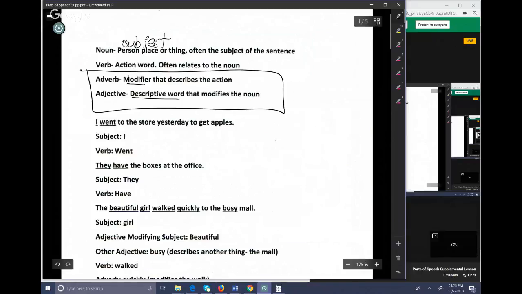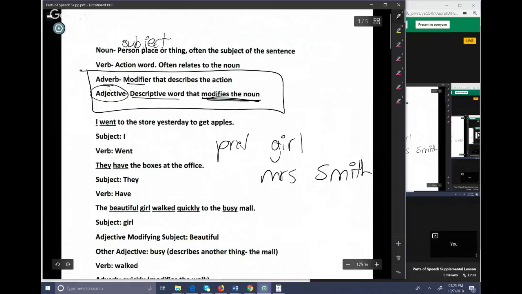So what the adjective does, this is the second one, adjective, is it modifies the noun. For example, if the subject is one of these things, so let's say that the subject is girl, you could say pretty girl, or you could say tired girl. You could describe her in any way that you wanted to, and that would be an adjective because you are using a descriptive word for the noun. It does not have to be the subject for that.